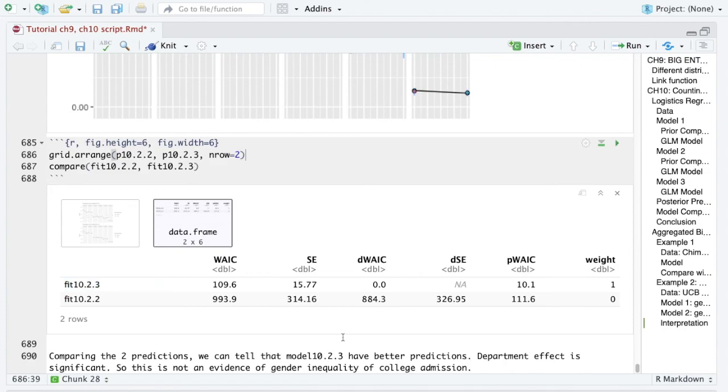This is the end of chapter 9 and the first part of chapter 10. And don't forget to check the tutorial video for the second part of chapter 10 to see more examples of counting and classification models.